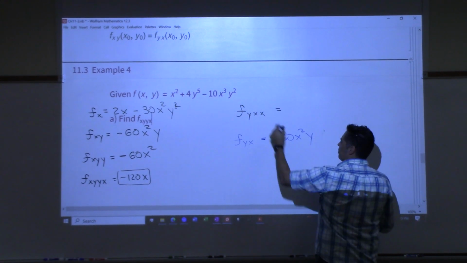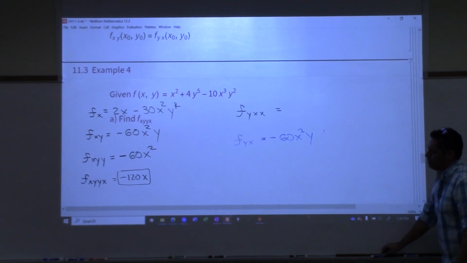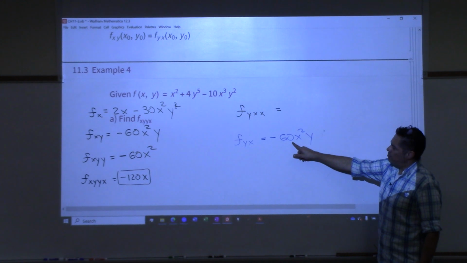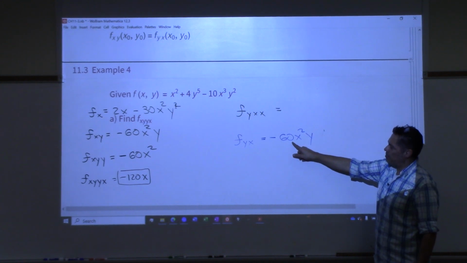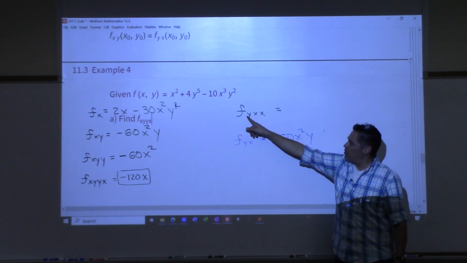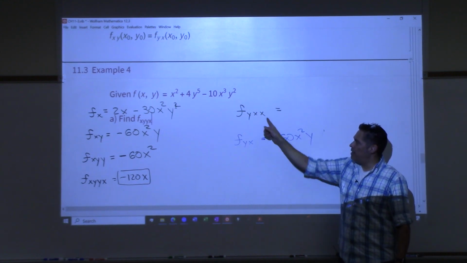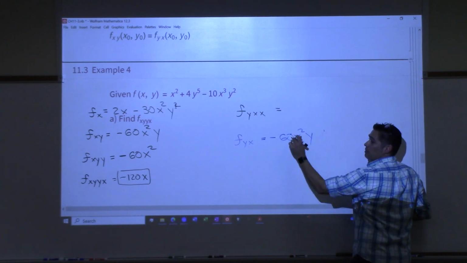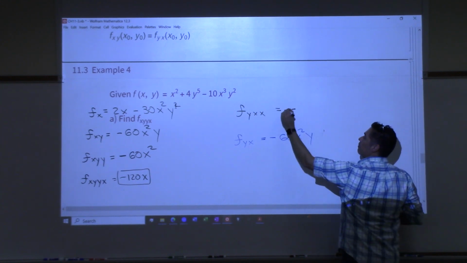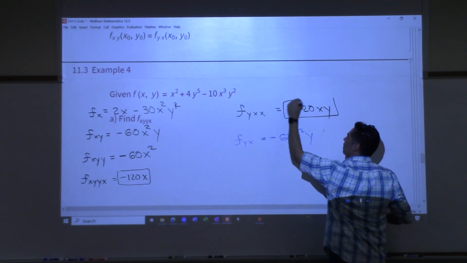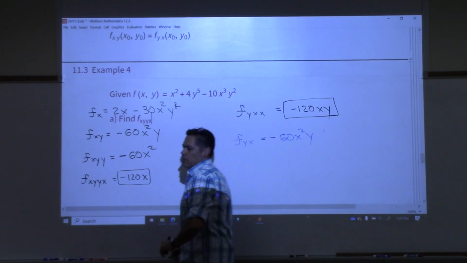And now I'm ready to answer this question. What's the derivative of this with respect to x? That's what we're doing now. First y, then x. We did that already. And then now with respect to x again. So we get, what? Negative 120xy. These are not the same, right?